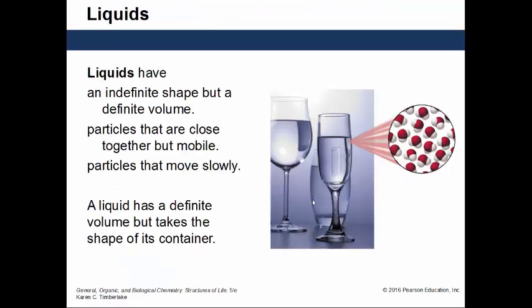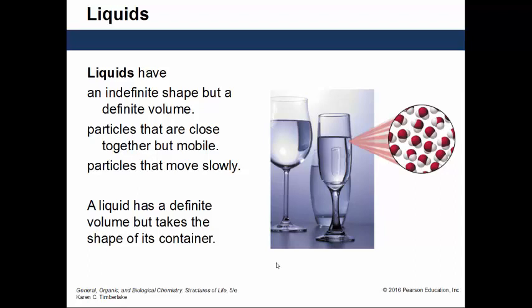All right, next move on to liquids. Liquids have an indefinite shape but a definite volume. A liquid will take the shape of its container that it's placed in. So for this example, you have 3 glasses of water. The glasses are different shapes, so it will take the shape of the container that it is placed in.